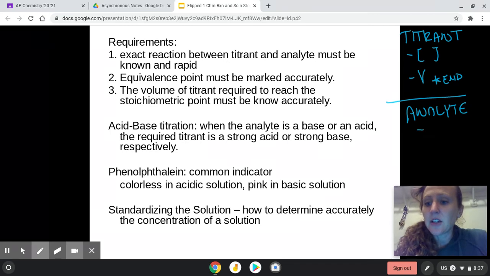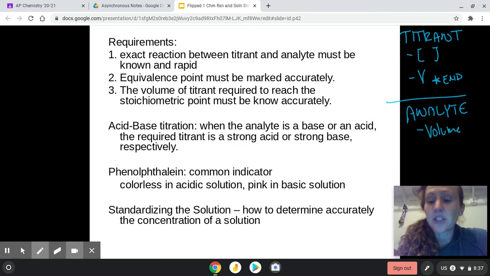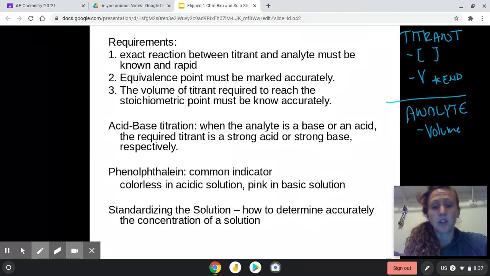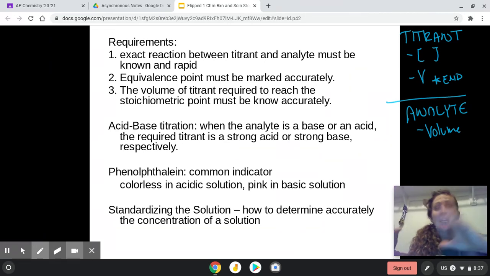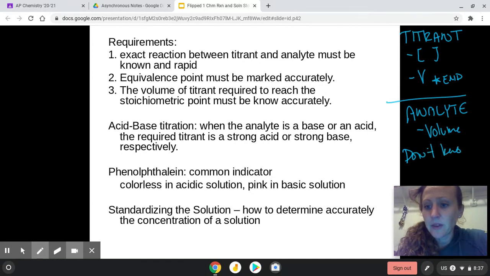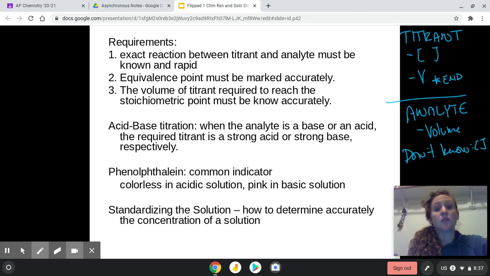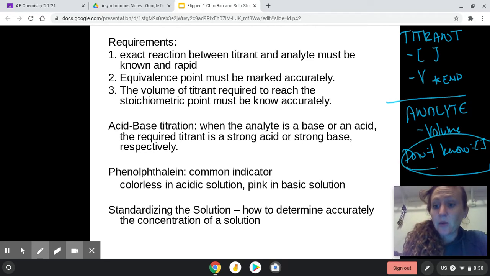The analyte, you're going to know the volume because you choose it, right? If you're going to analyze a river, you're going to take out a specific amount of that river and you're going to know how much you took out, so that you can find that mole to volume ratio, which we call molarity. You don't know the concentration of your analyte because that's what you're doing the reaction to figure out. So that is what you are finding.